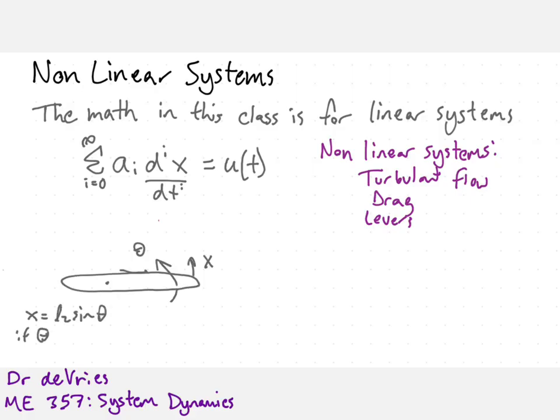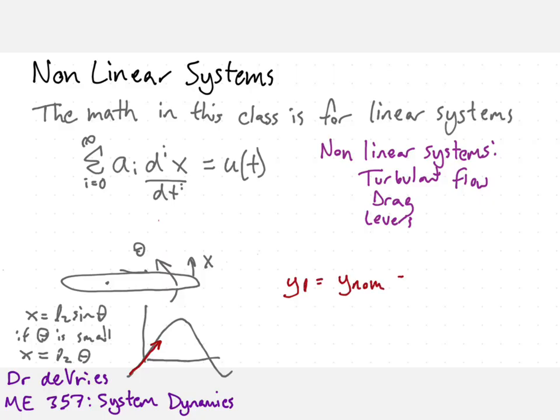And we've seen lever systems in this class before where we've said that we're going to say that theta is small, and if theta is small, then we can just say that x is equal to our length times theta. Now, if we aren't dealing with theta equal to 0, or theta being small, how might we be able to handle this? Well, we can think about what we're doing at the start.